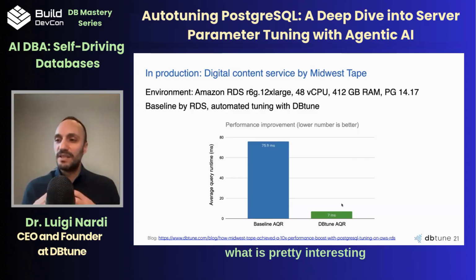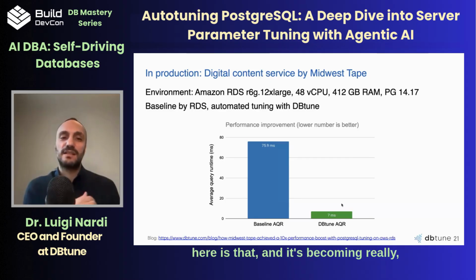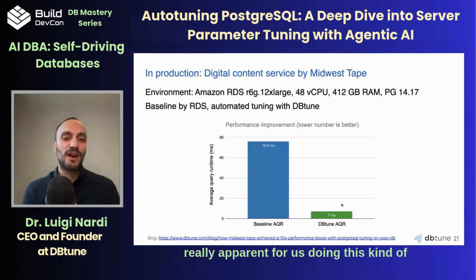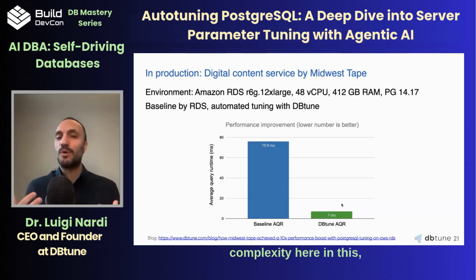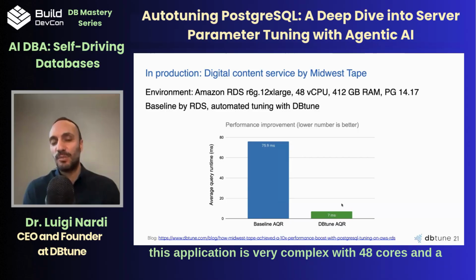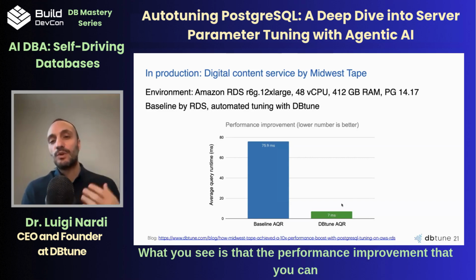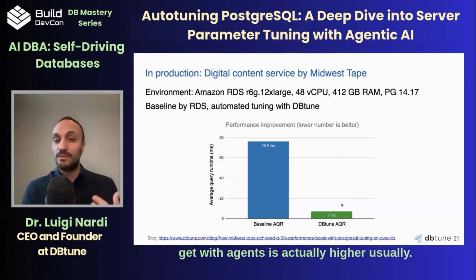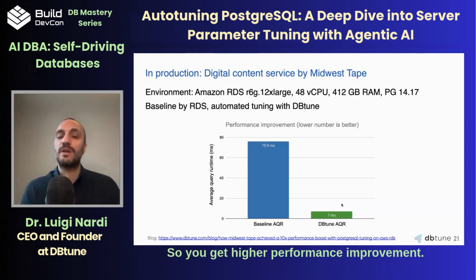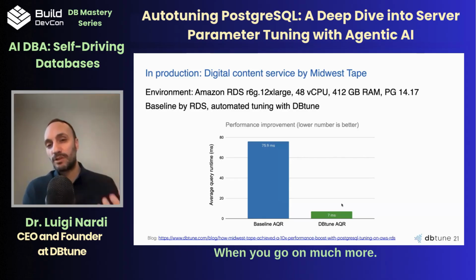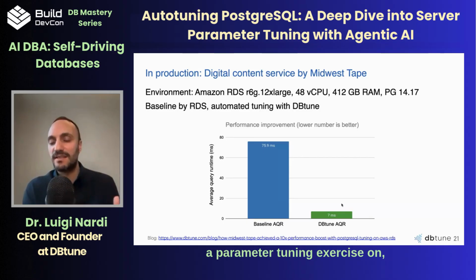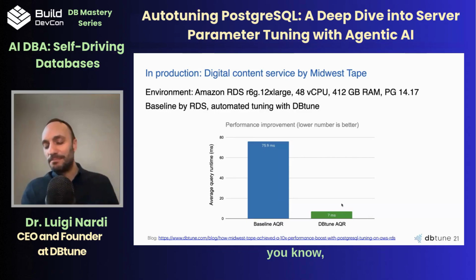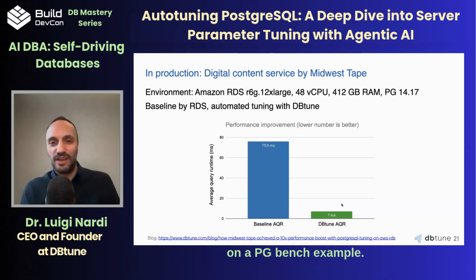The thing that is pretty interesting here, and it's becoming really apparent for us doing this kind of activity every day, is that when you get to more complexity, in this case a very complex and very demanding application with 48 cores and a lot of RAM, the performance improvement that you can get with agents is usually higher. You get higher performance improvement on much more complex applications than when just running, for example, a parameter tuning exercise on a pgbench example, right?